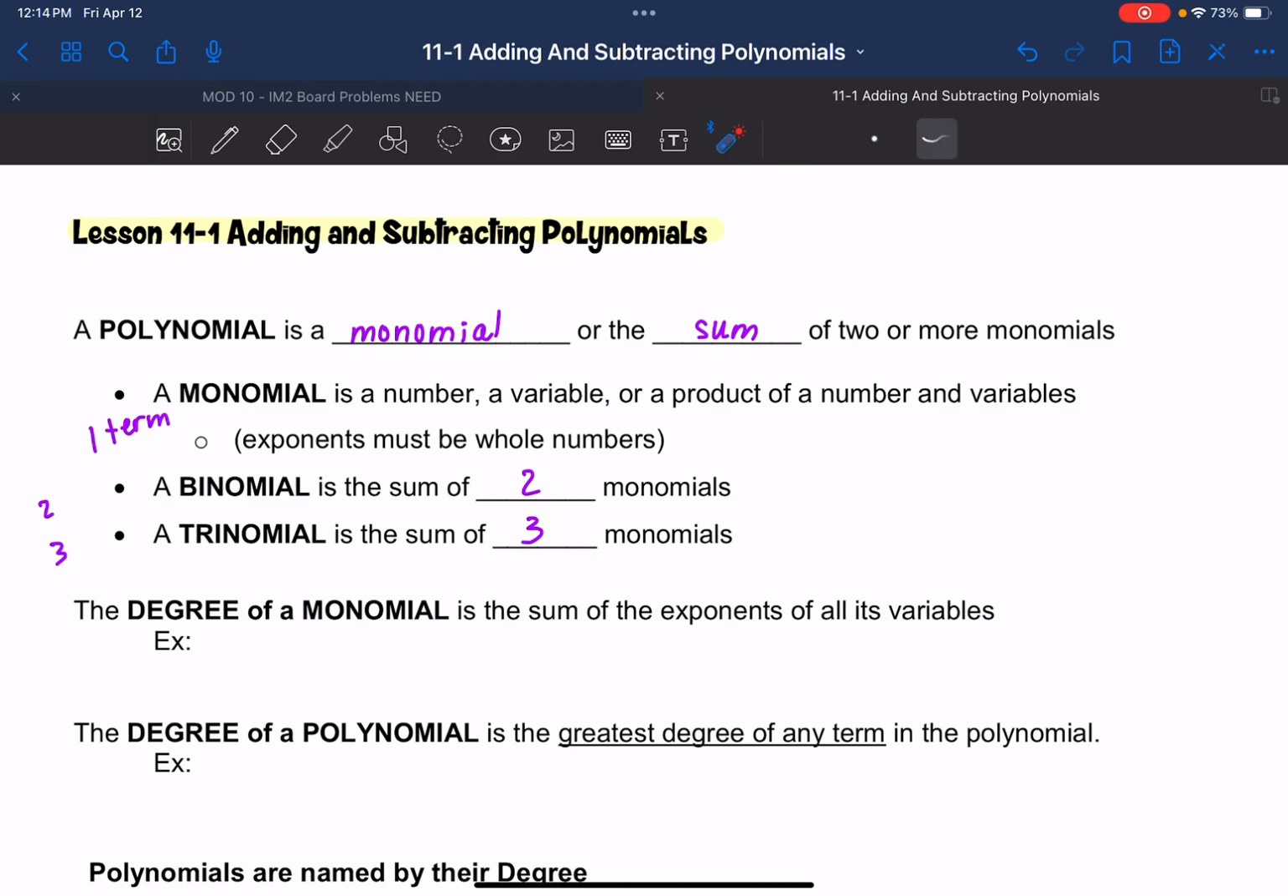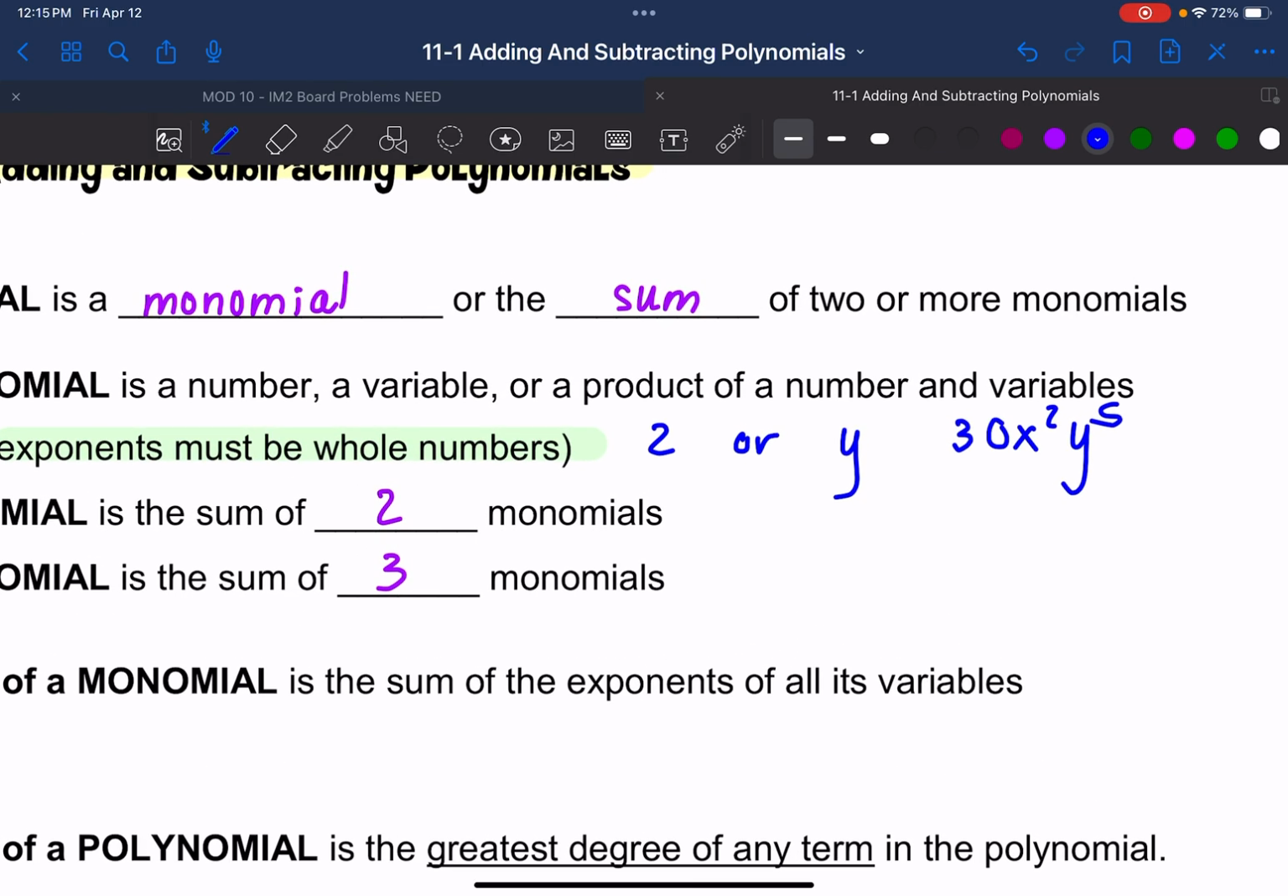What is a monomial? Kind of a confusing definition, but it's a number, a variable, or the product of numbers and variables. Exponents have to be whole numbers, so that's really important. Okay, we'll talk about that. So examples of monomials can be a number, like it says, or a variable. Or it can be the product of numbers and variables. So I can have like 30, x squared, y to the fifth. As long as there's no addition or subtraction, we consider this one term and thus a monomial.